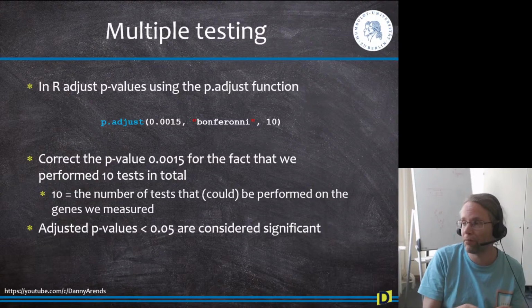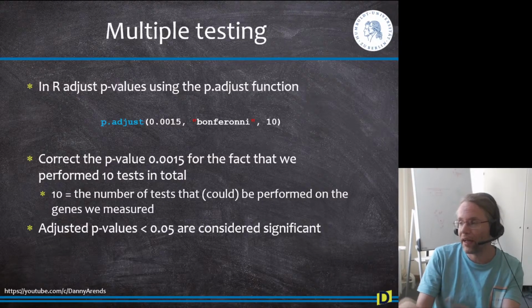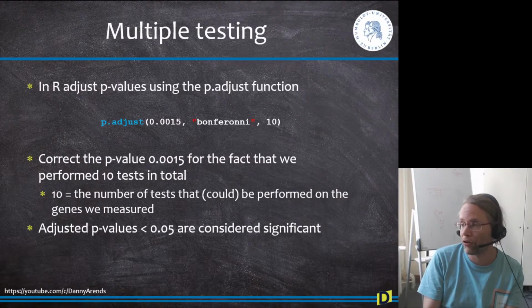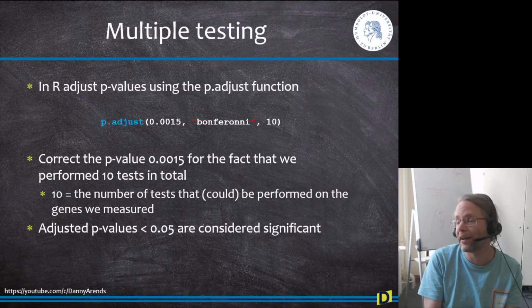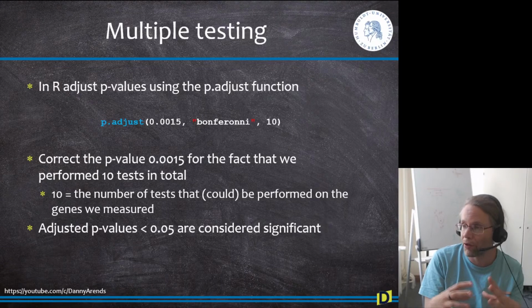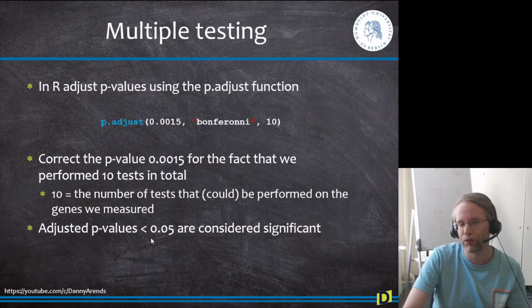If we measure 20,000 genes, we do one test, and then we say, oh, the p-value is 0.01, so this is significant. That is not true, because you could have done 19,999 other tests, right? So the number of tests is not the number of tests that you really did, but the number of tests that you could have done. And adjusted p-values smaller than 0.05 are considered significant.